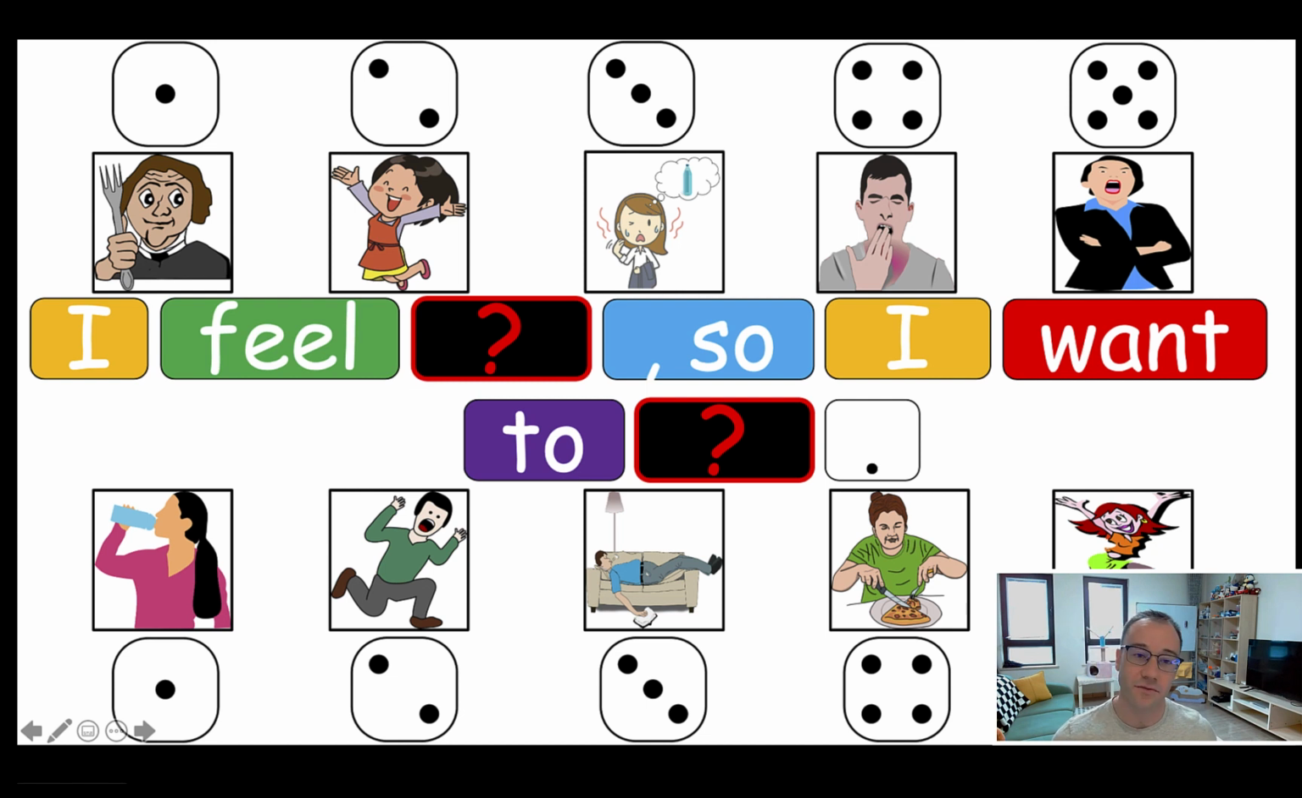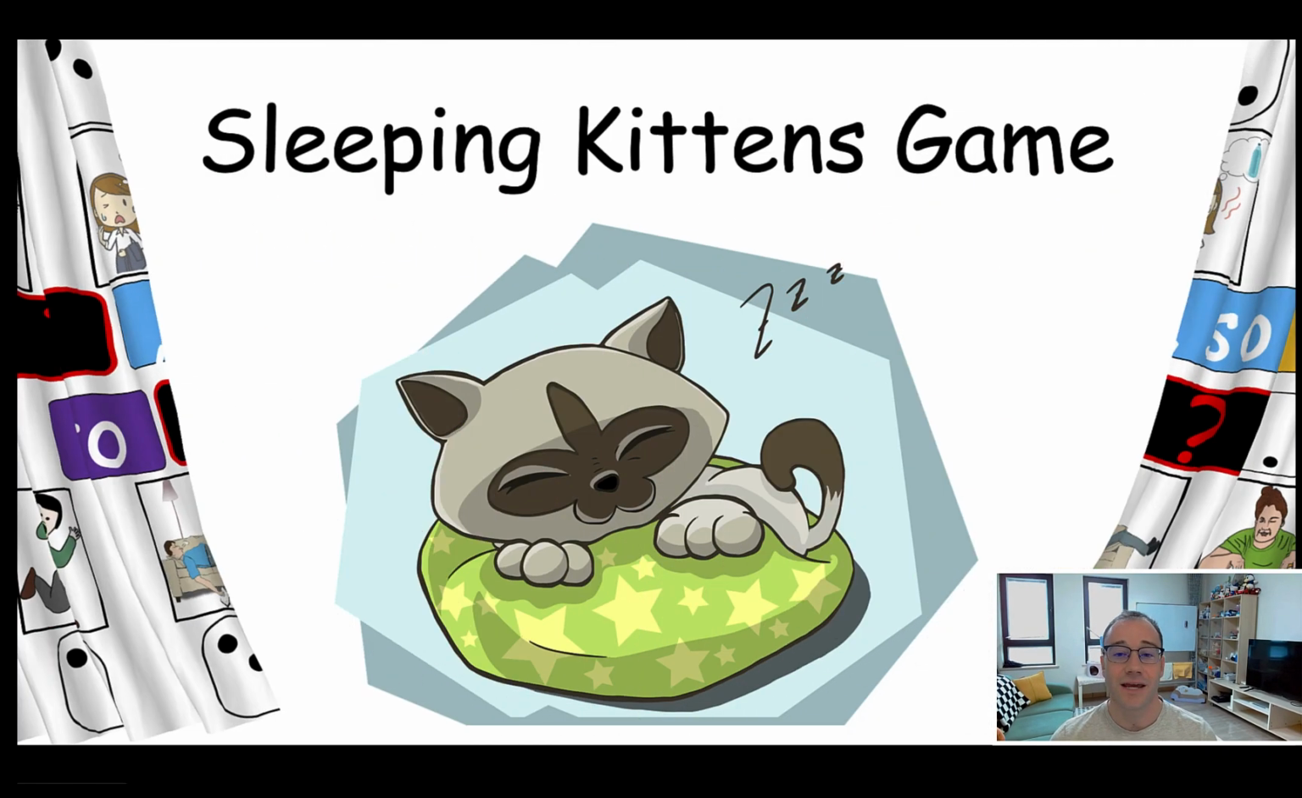So one time the student rolled 6, I think 2 or 3 times in a row. So the team got a bunch of points there before they even had to say any English. Okay, so this is fun. You can have each group play 1 round, I think is enough before we move on into the Sleeping Kittens game.